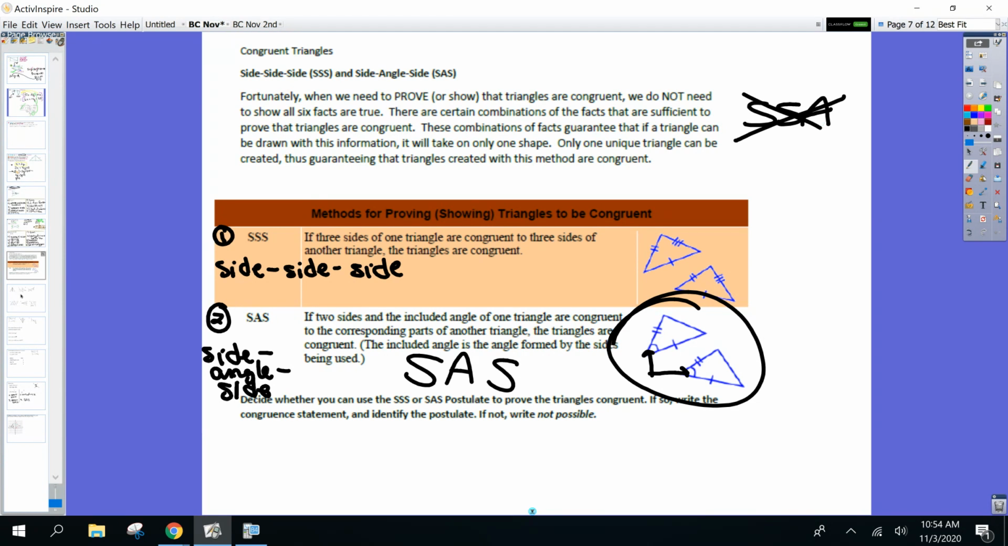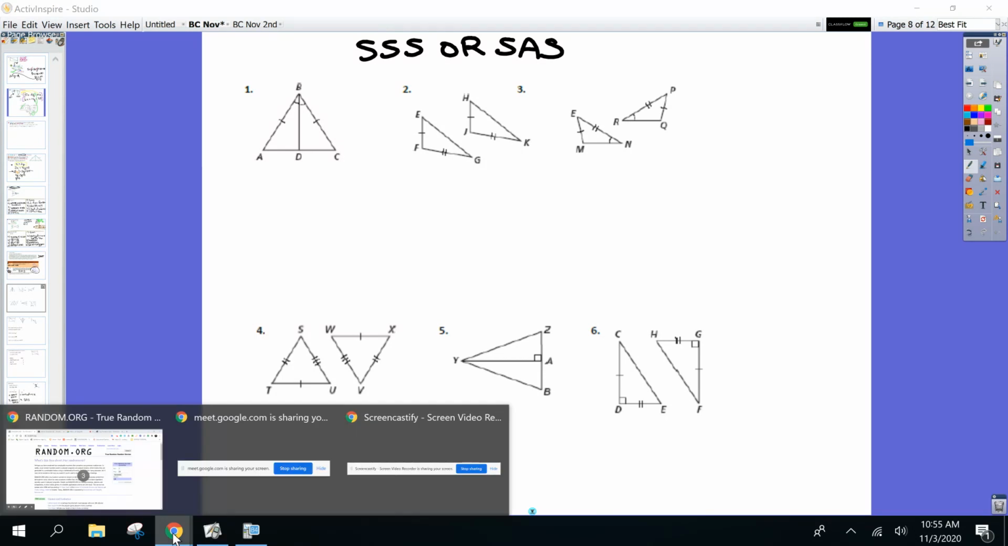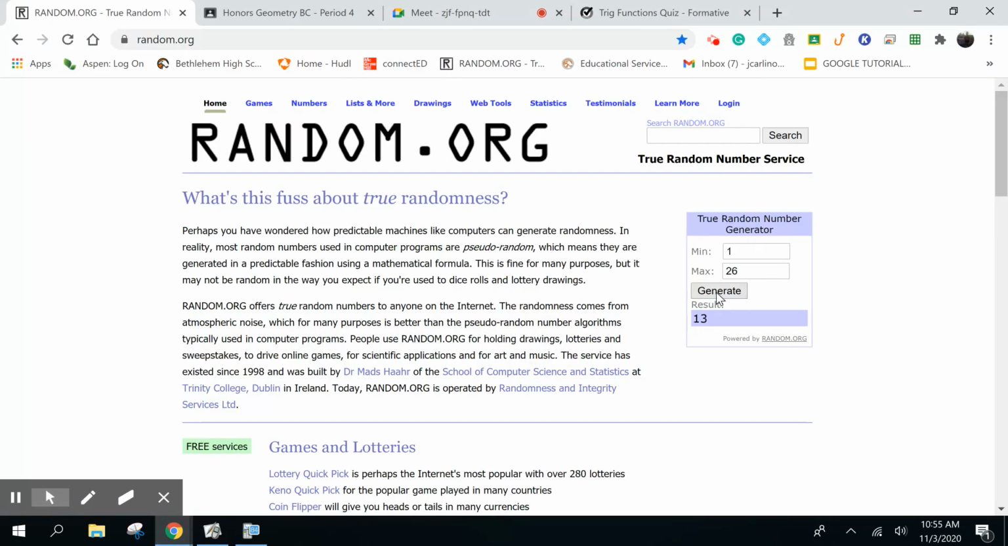What I'm going to do is give you some triangles. I've marked the diagram a little bit. Is it enough information to say they're congruent by side, side, side, or side, angle, side? Because those are the only two methods you have. If it's not one of those two, we're going to say it's not possible to prove them congruent. All right, so let's start with number one.